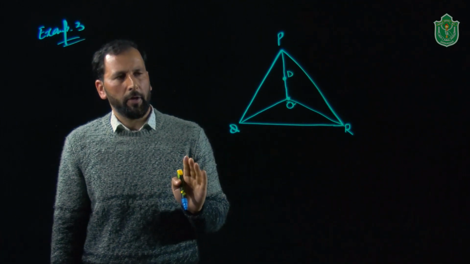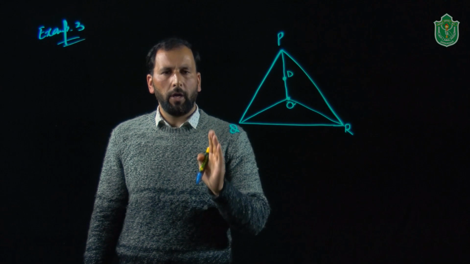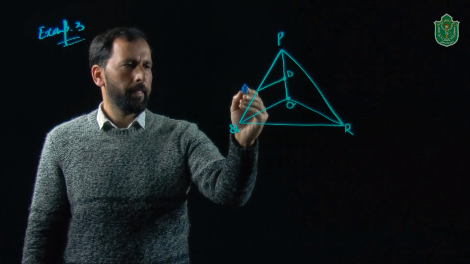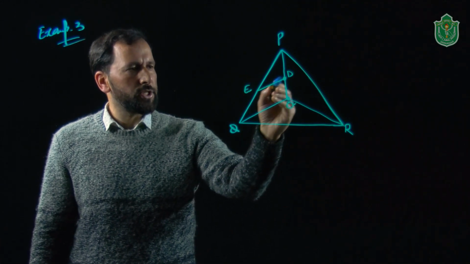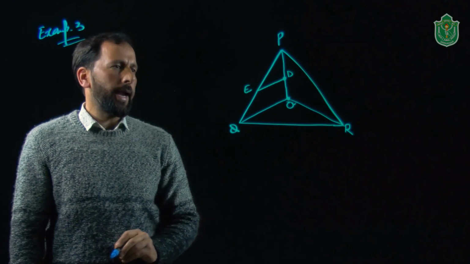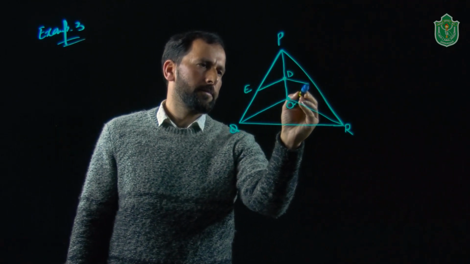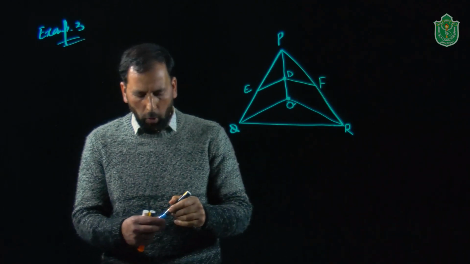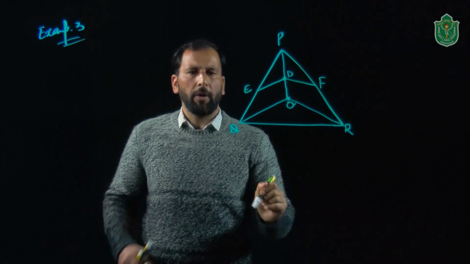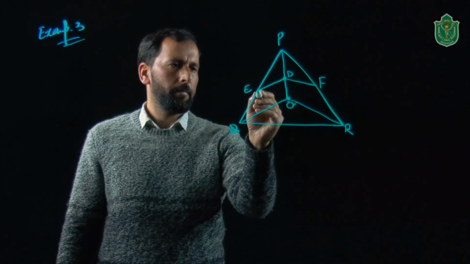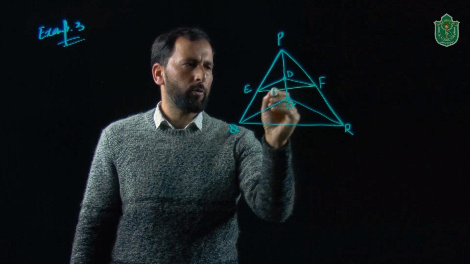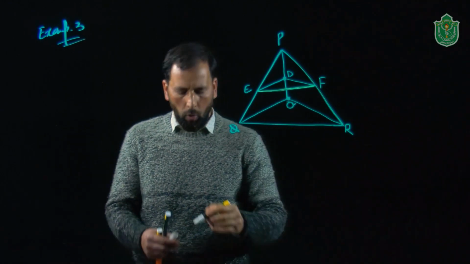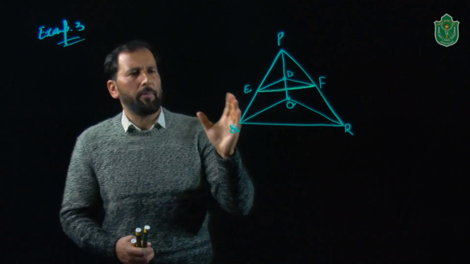The information given in the question: PQR is a triangle, DE is parallel to OQ. This is DE. Another one, DF, is parallel to the other side, that is OR. Then what we have to show is that EF, when we join E and F, is parallel to the third side QR of the triangle.